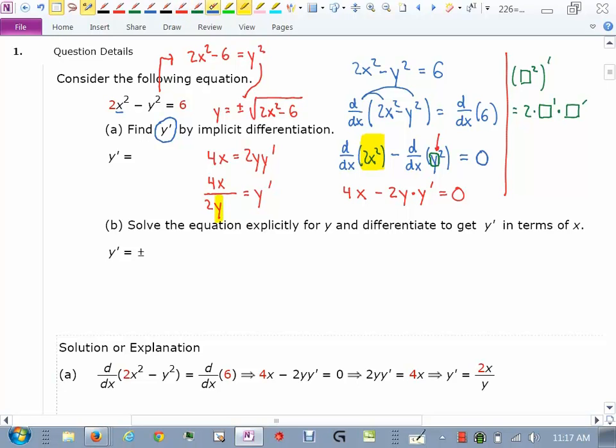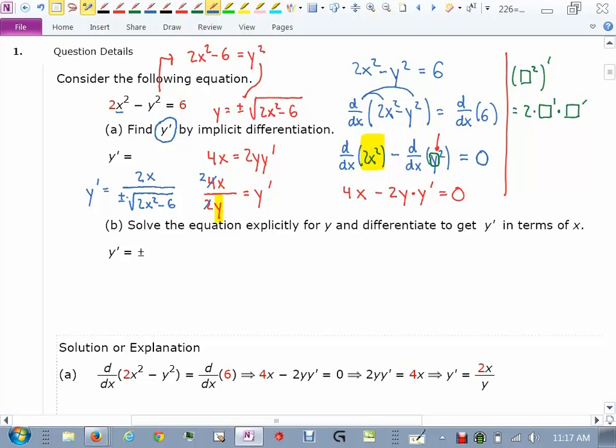And so what we get for the first problem, part A, is that y prime is equal to, canceling those 2's out, 2x over just y, but y is plus or minus the square root of 2x squared minus 6. So as you can see, our derivative can be really two things. It can be this expression if we have the plus, or this expression with the minus, one or the other.